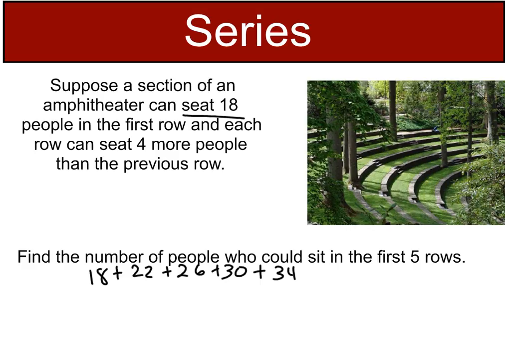So you can use a calculator or you can do mental math. It's entirely up to you. So if I do 18 and 22, that's going to be 40, plus 26 is going to be 66, plus 30, plus 34, so the total number of people that can sit is going to be 130.